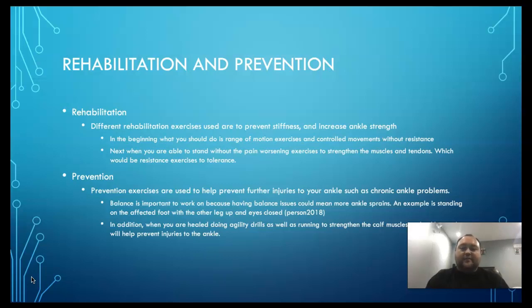Prevention. Prevention exercises are used to help prevent further injuries to your ankles and chronic ankle problems. Balance is an important thing to work on because having balance issues means more ankle sprains. An example of prevention is you stand on the affected foot with the other leg up and the eyes closed. This helps you improve your balance. In addition, when you are healed, agility drills like running, cone drills, and stuff like that help strengthen the calf and ankle muscles. These also help prevent injuries to the ankle.